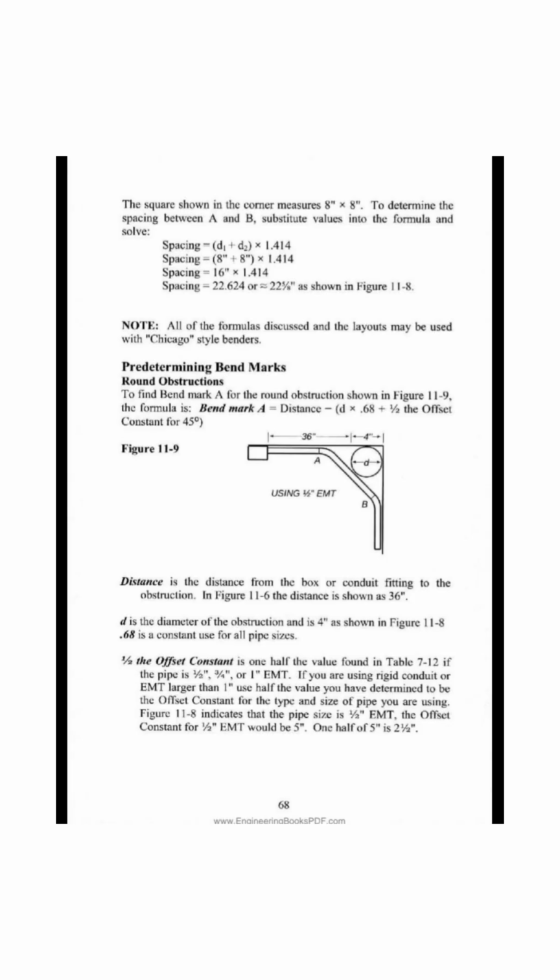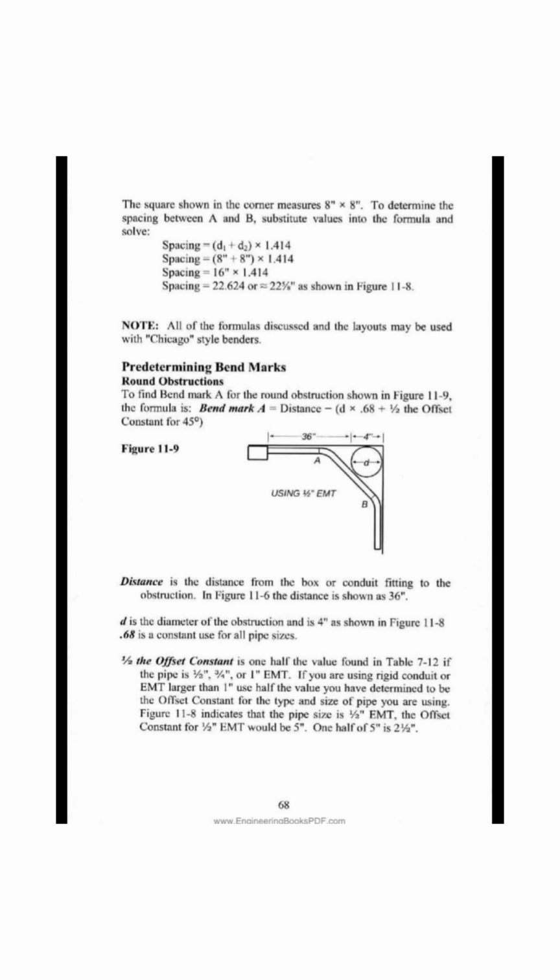Predetermining bend marks. Round obstructions. To find bend mark A for the round obstruction shown in figure 11-9, the formula is bend mark A equals distance minus D times 0.68 plus 1/2 the offset constant for 45 degrees. Distance is the distance from the box or conduit fitting to the obstruction. In the figure, the distance is shown as 36 inches. D is the diameter of the obstruction and is 4 inches. 0.68 is a constant used for all pipe sizes.